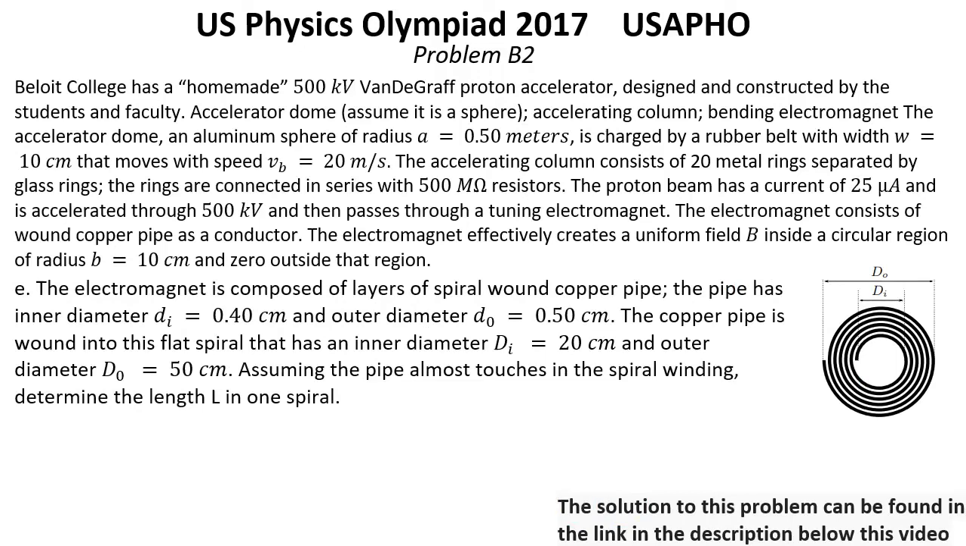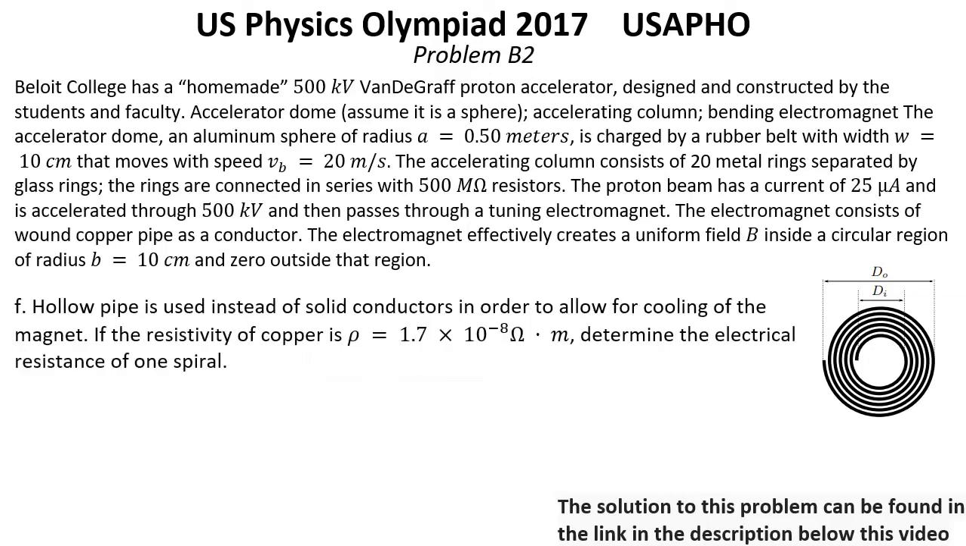Question E. The electromagnet is composed of layers of spiral wound copper pipe. The pipe has inner diameter DI equal 0.4 centimeters and outer diameter DO equal 0.5 centimeters. The copper pipe is wound into this flat spiral that has an inner diameter DI equal 20 centimeters and outer diameter DO equal 50 centimeters. Assuming the pipe almost touches in the spiral winding, determine the length L in one spiral.